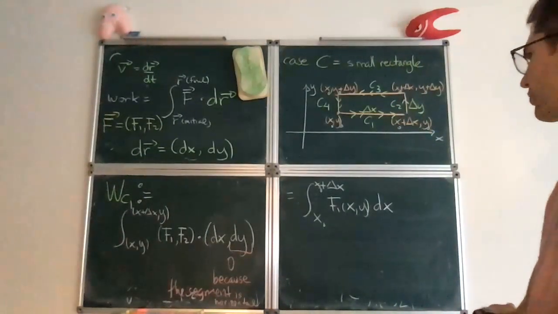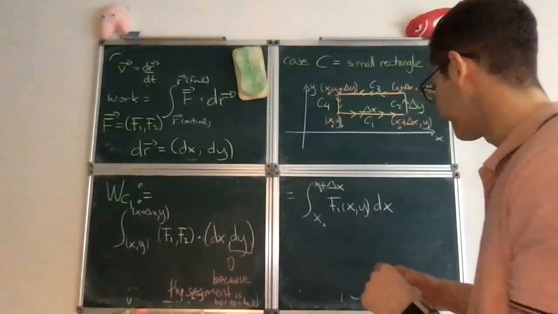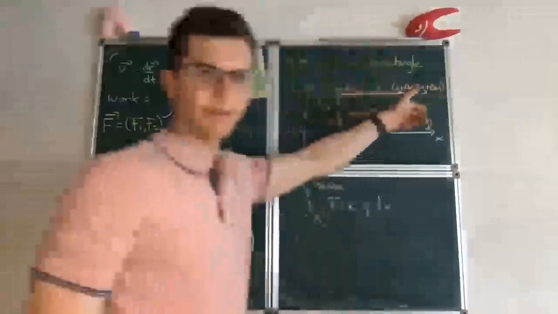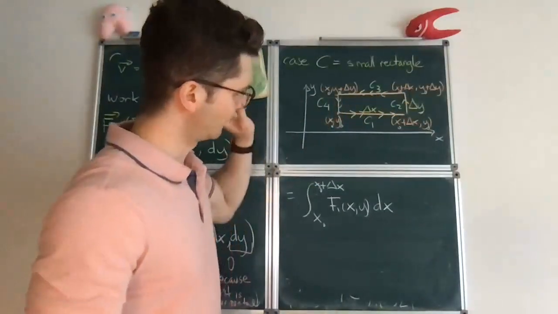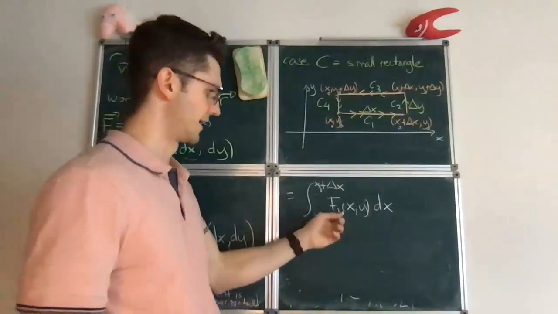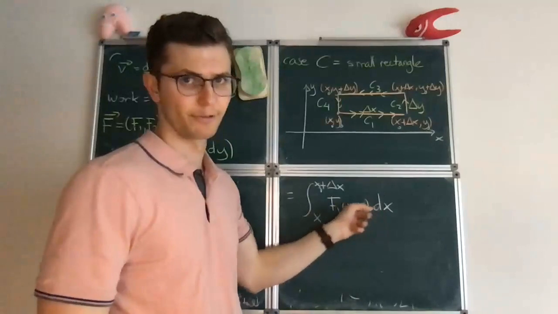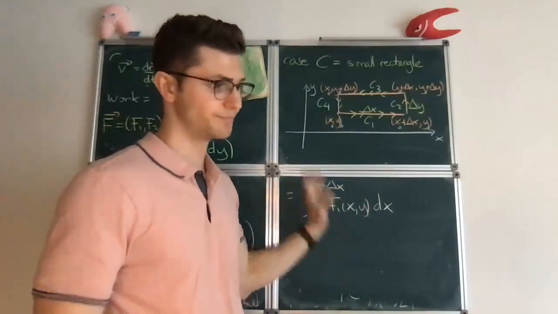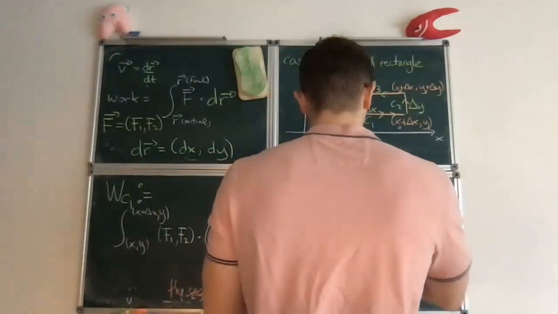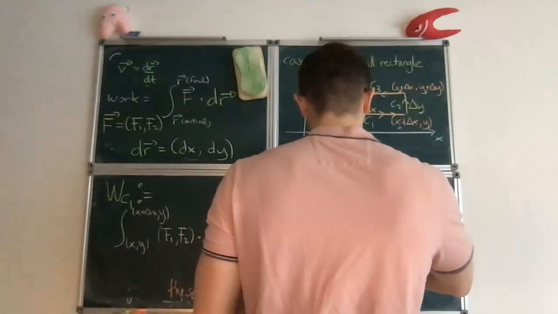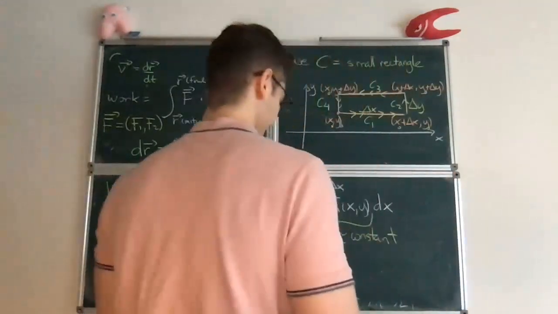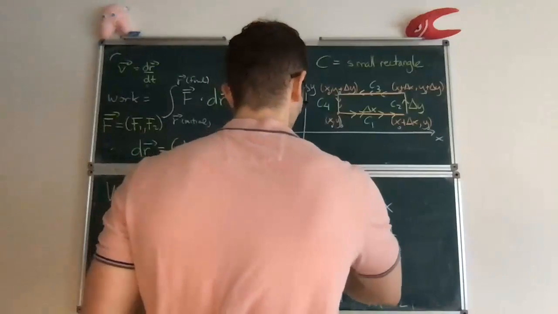And now I'm going to do the horrible thing, which is the following. I'm saying this rectangle is very, very small. It is so small that I will pretend that nothing happened, meaning that this first component of the force did not change at all. So I will assume that this is constant, or almost constant.